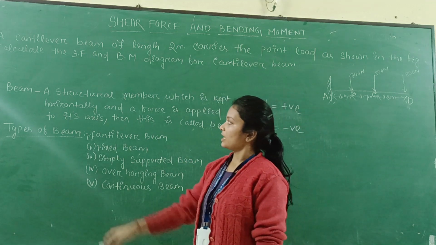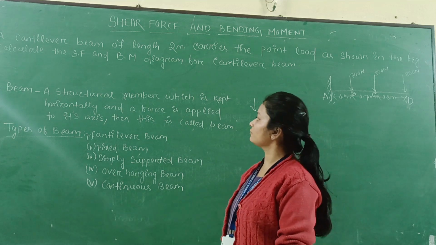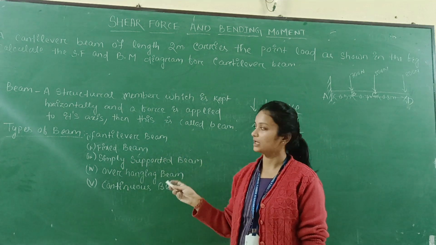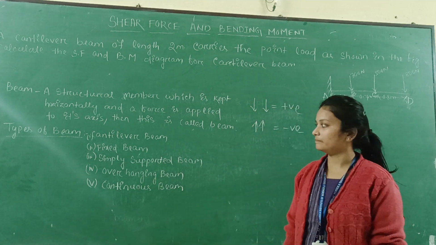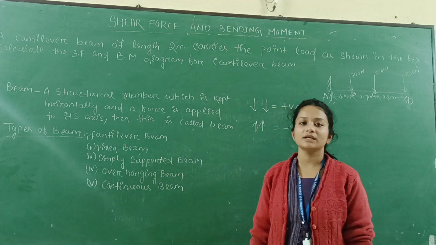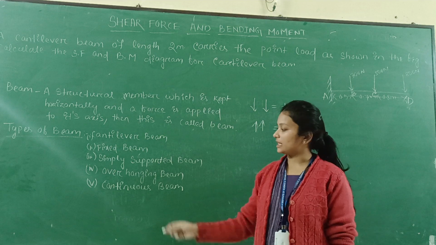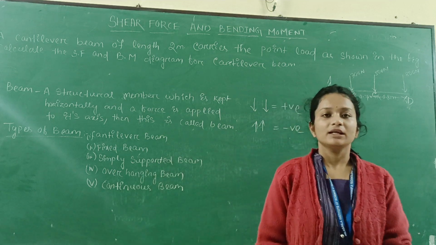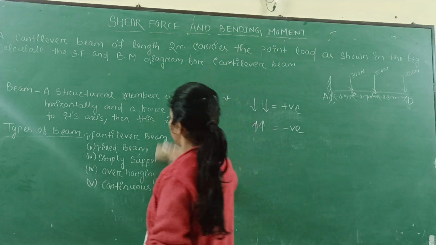What is beam? A structural member which is kept horizontally and a force is applied to its axis. Then it is called beam. Then types of beam. One is cantilever beam, second one is fixed beam, third one is simply supported beam, fourth one is overhanging beam, and last one is continuous beam. Then we have to know about the shear force and bending moment.